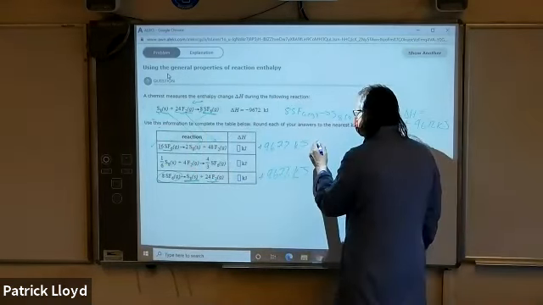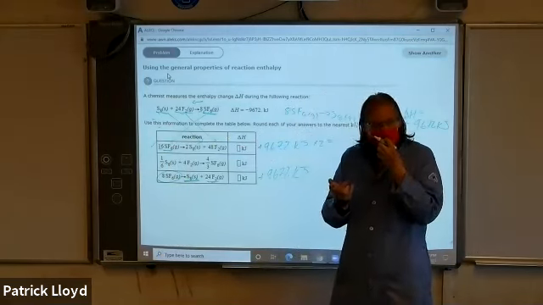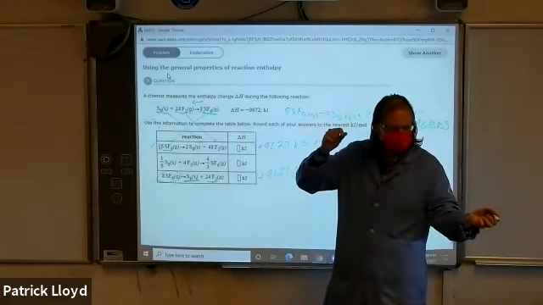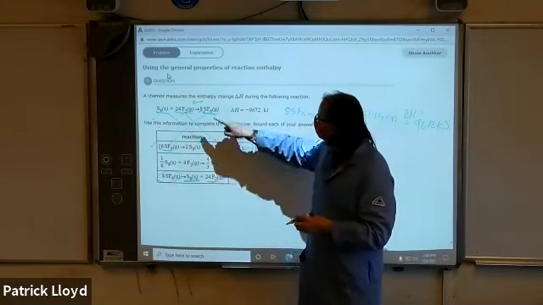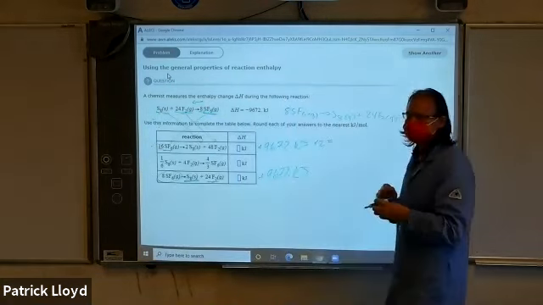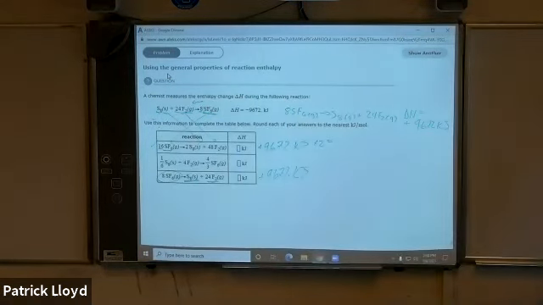And anything they did to the SF6, they have to multiply the other ones by the same value. Again, you can't multiply one of the materials by 2 and then multiply another material by 3. So if they multiply this one by 2, they also have to multiply this one by 2.